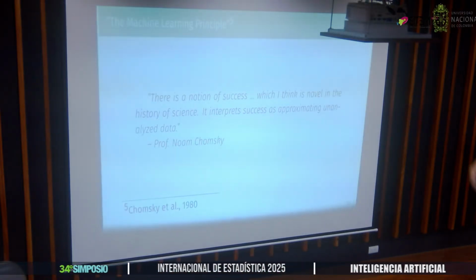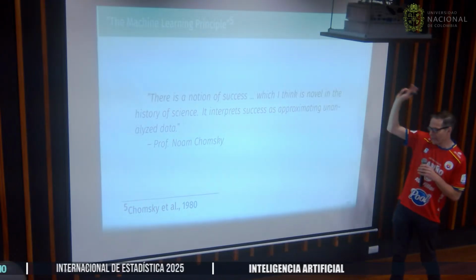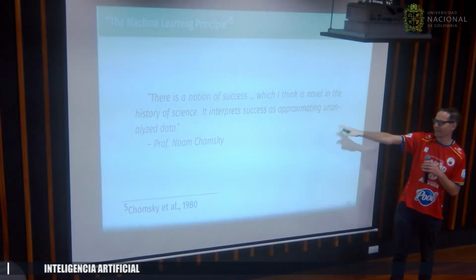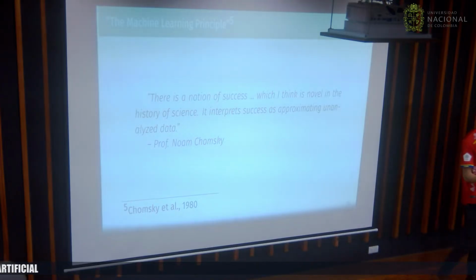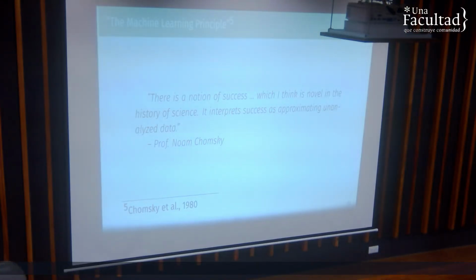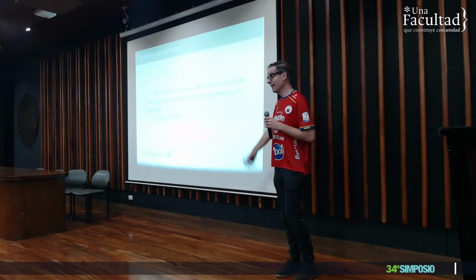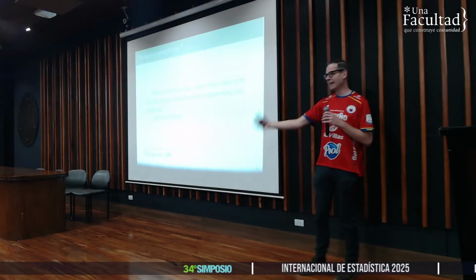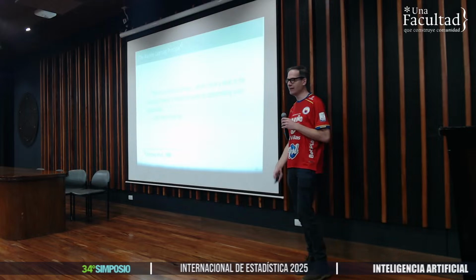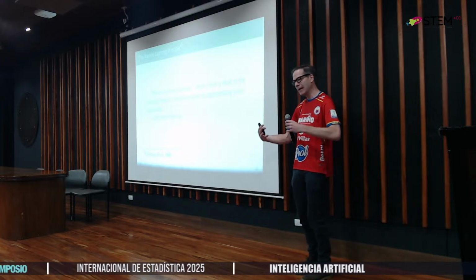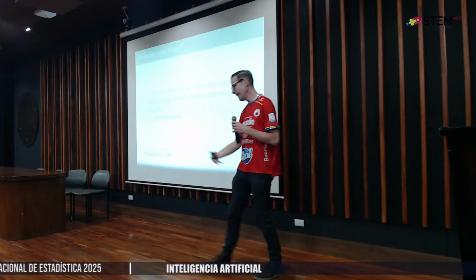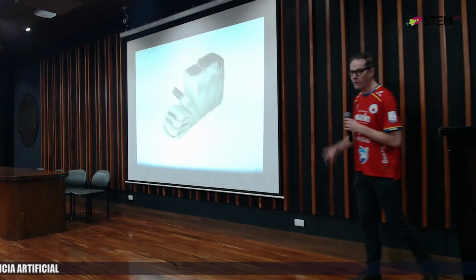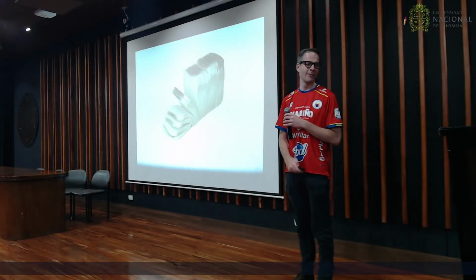So, this leads me back. This was the final quote. We can always end with Noam Chomsky. There's a notion of success which I think is novel in the history of science. It interprets success as approximating unanalyzed data. This is the problem, right? Scientific success is to say, why did this work, not that it works, right? And having probabilities, allowing you to formulate your beliefs, seeing how they work, allows you to do that. And that's exciting. So therefore, I think this is the coolest thing since sliced bread.